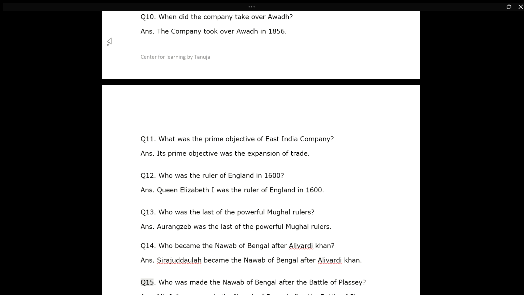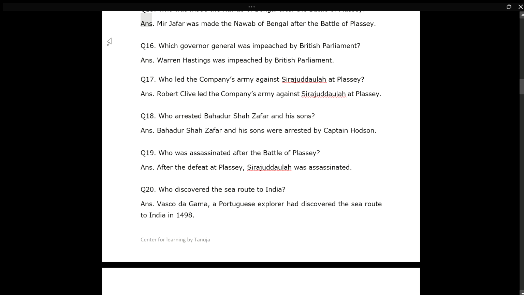Q15. Who was made the Nawab of Bengal after the Battle of Plassey? Ans. Mir Jafar was made the Nawab of Bengal after the Battle of Plassey. Q16. Which Governor-General was impeached by the British Parliament? Ans. Warren Hastings was impeached by the British Parliament.